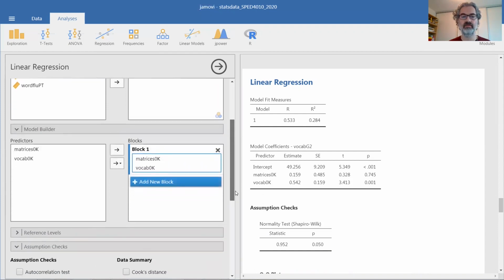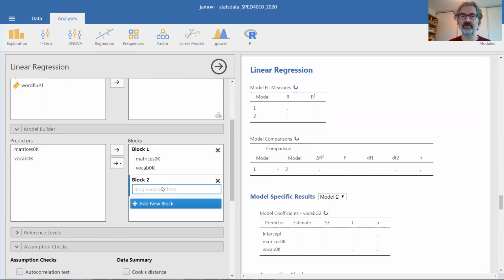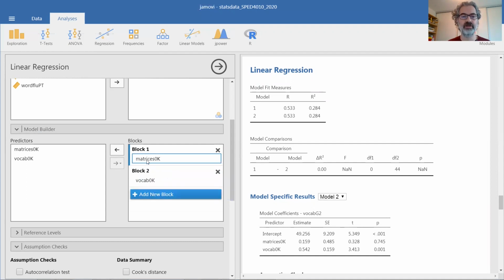We can use two blocks for our variables. So now we only have two predictor variables, so it will be one in each block. But there is no limit to how many of your variables you can add in each block, otherwise known as each step. So step and block here is the same. Let's say we want to control for nonverbal ability in the first block. So our first model, we only use matrices. In the second block, we add vocabulary in kindergarten.